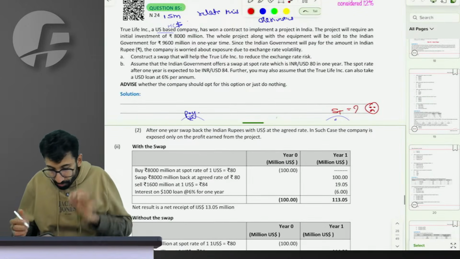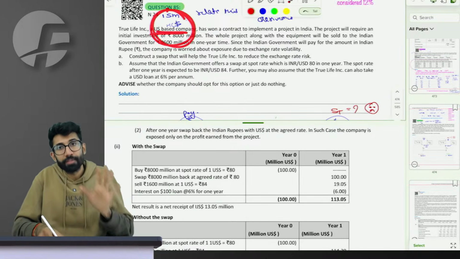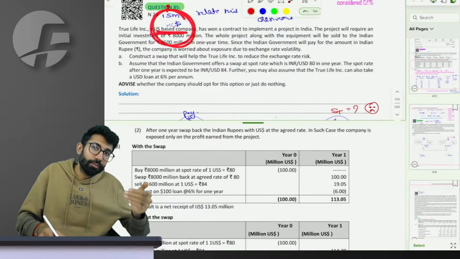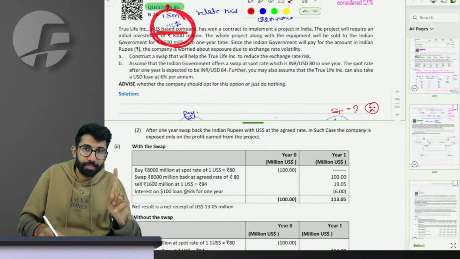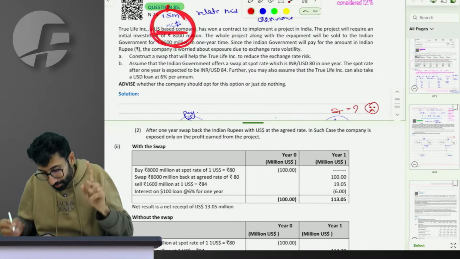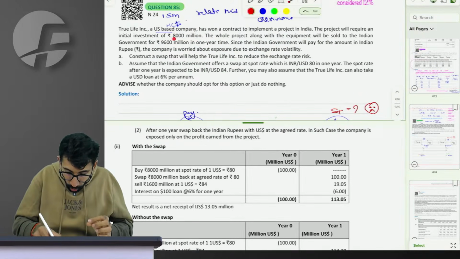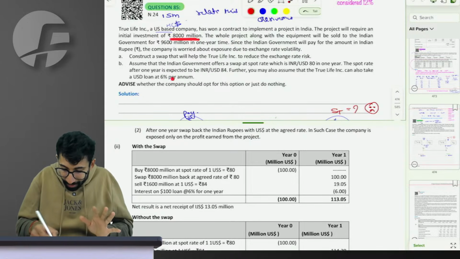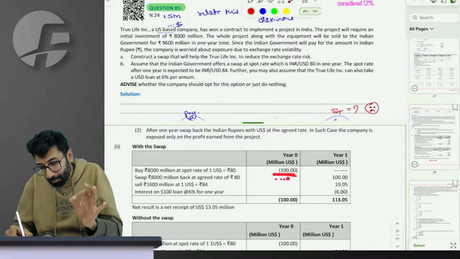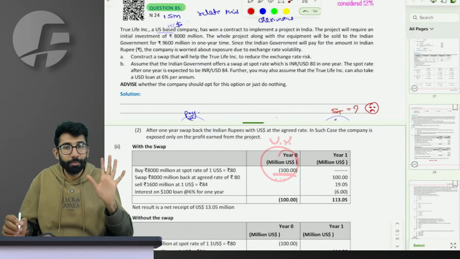Sir, let's understand, to the US company in its home currency dollar, what are the outflow today and what will be the inflow in both the cases: if we accept the swap offer of Indian government, and if we don't accept it. Sir, in the first case, if we accept, today to buy 8,000 rupee at the rate of 80, I need $100 million outflow. It will be $100 million outflow from my pocket.